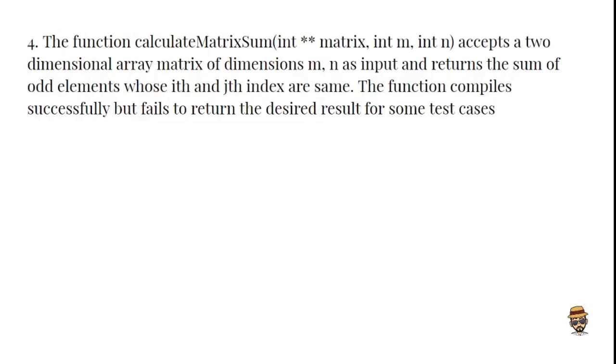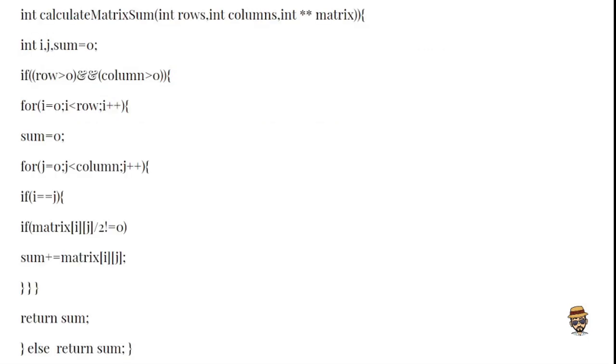The function calculateMatrixSum accepts a two-dimensional matrix of dimensions m and n as input. Return the sum of the odd elements whose ith and jth index are same. Alright, so let's move to the error code. So the error code is this. So guys, pause the video, find out the answer.